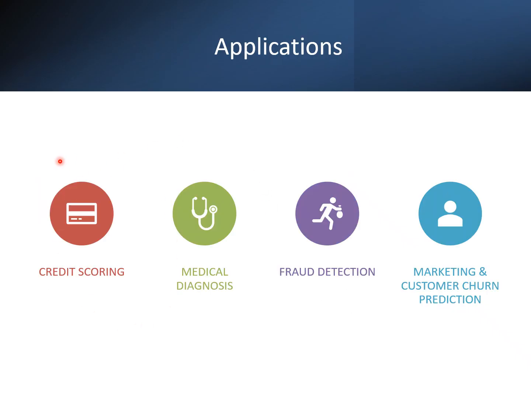So applications of decision trees: you can use it a lot in credit scoring. You can use it for medical diagnosis. You can use it for credit card fraud detection, or maybe intrusion detection. You can also use it for marketing and customer churn predictions.